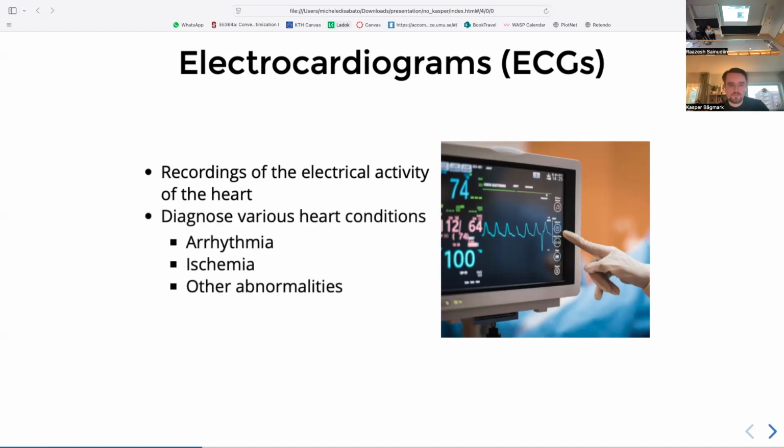You can use them to diagnose various heart conditions, such as arrhythmia, which means that you have an irregular heartbeat, or ischemia, I think that means that the blood flow to your heart is restricted, or other abnormalities. And they are generally identified by looking at the ECG and comparing it to the standard pattern. So if you see a deviation, it's probably some kind of heart condition.